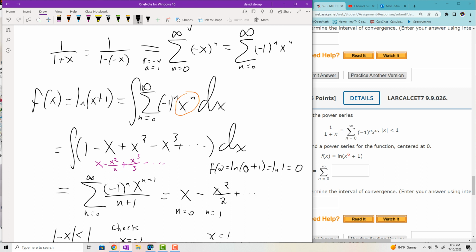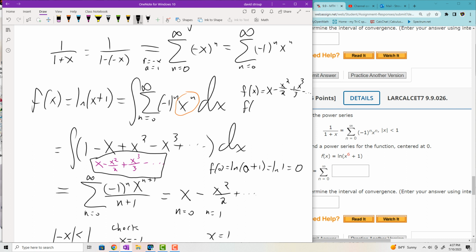So if you did, in fact, have this thing right here as your f of x, you would know that plugging 0 in there would give you 0. So what? Well, all right, so I have f of x equaling x minus x squared over 2 plus x cubed over 3 minus dot, dot, dot.